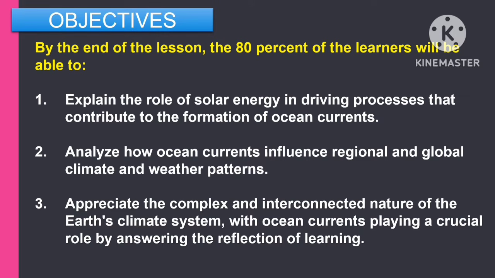For the objectives, by the end of the lesson, 80% of the learners will be able to: First, explain the role of the solar energy in driving processes that contribute to the formation of the ocean currents. The second one is to analyze how ocean currents influence regional and global climate and weather patterns. And the third one is to appreciate the complex and interconnected nature of the Earth's climate system with ocean currents by answering the reflection of learning.